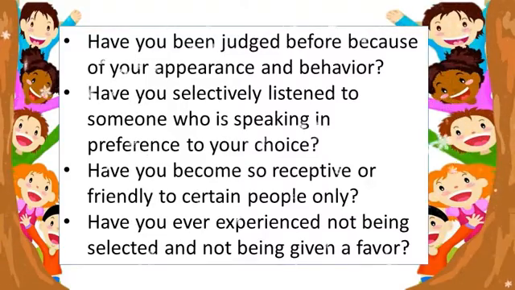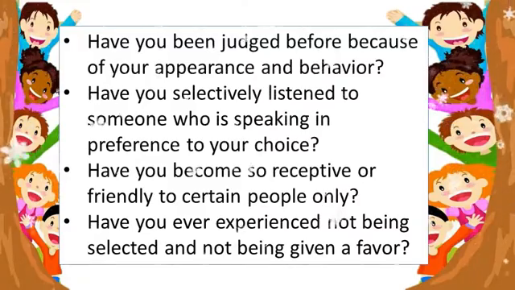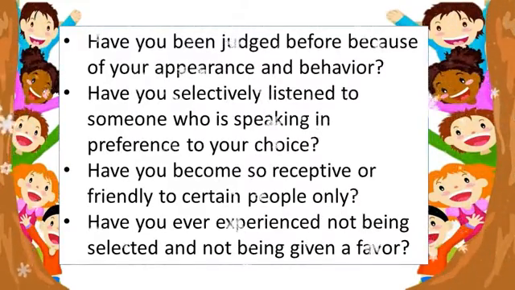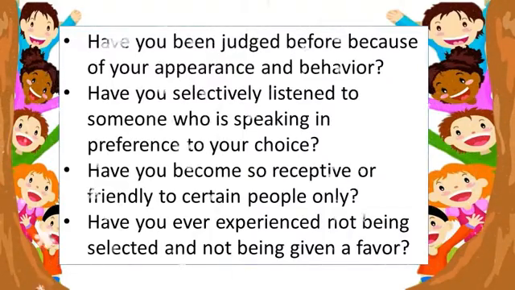It could be your parents, because your parents know you better. But when you are now in the right age, you have your own decision. So you do not rely on others, you listen to your own self. So that is how you selectively listen to someone who is speaking in preference to your choice.